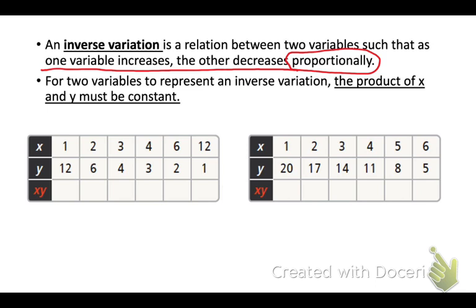For two variables to represent an inverse variation, the product of x and y must be constant. What does that mean? It must equal the same thing. So how are we going to check for inverse variation? What's product mean? Multiply. We're going to multiply. The product of x and y must be constant.